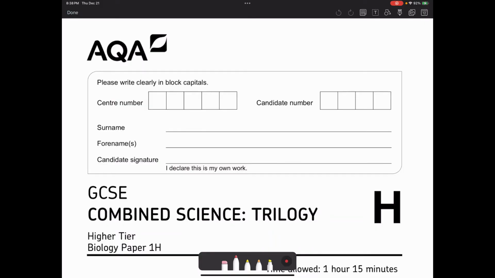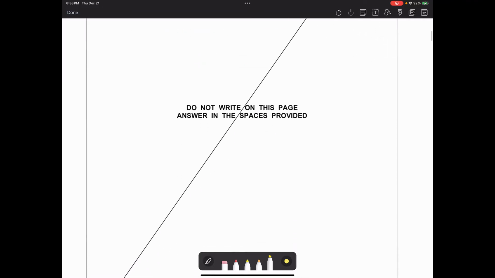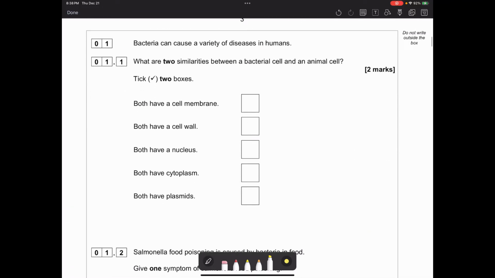Hello everyone, so this is going to be a GCSE Combined Science Trilogy past paper walkthrough for Biology Paper 1 higher tier, and this was the paper that was sat in June 22. So I'm going to go through it and model it how I would have tackled it, and hopefully you can identify areas where you've got it nailed, but also areas that you need to go over and revise again.